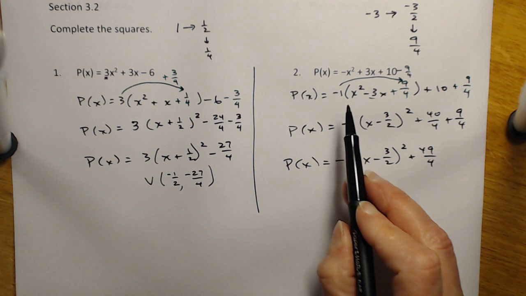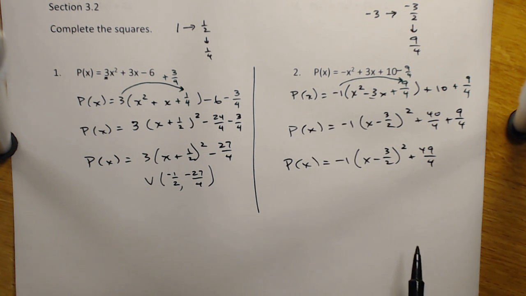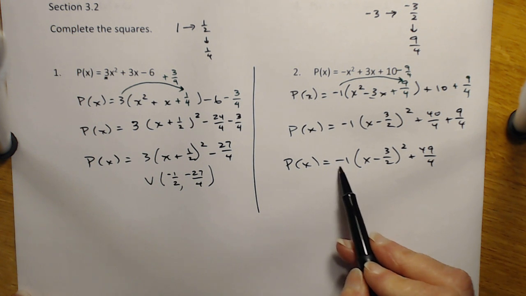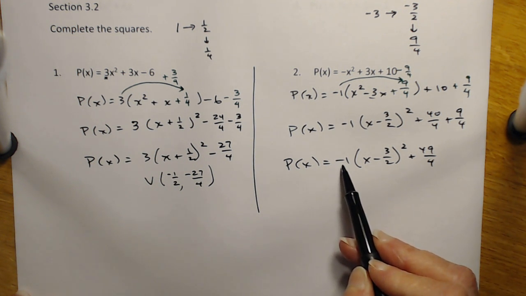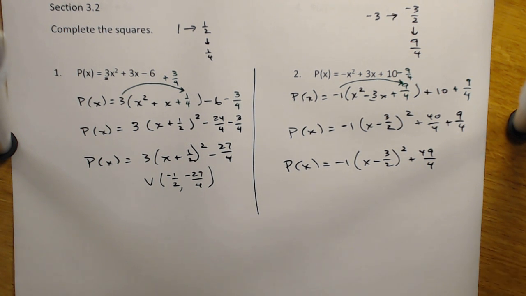Okay. It's the same function. If you type the original in your calculator, you type this in your calculator, you get exactly the same parabola. There's a reflection, so it'll open down, and then your vertex will be right 3/2, so 3/2, comma 49/4.